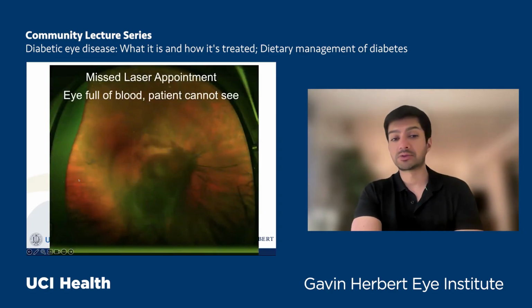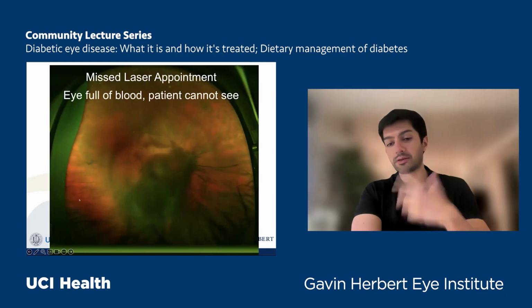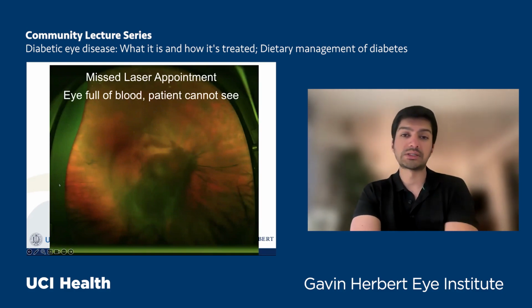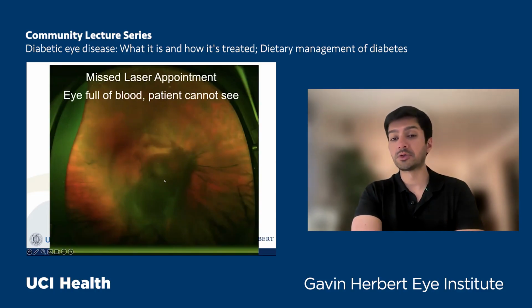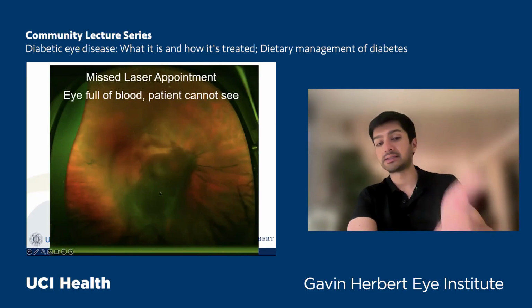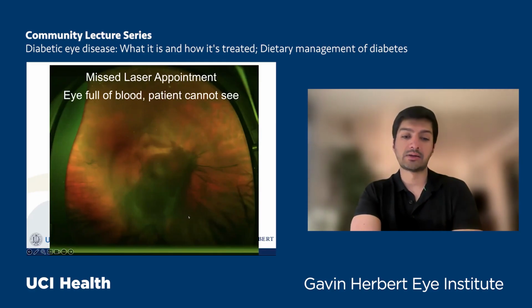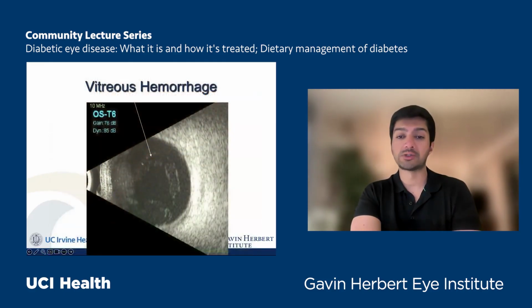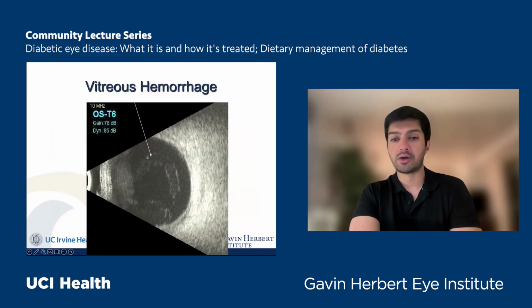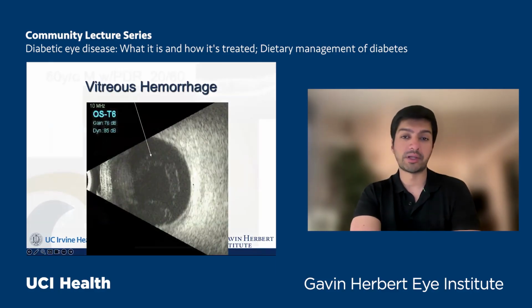This patient was scheduled for laser, but they weren't able to make it for various reasons, and so this started to fill with blood, and those new blood vessels bled even more, and of course the vision dropped because we can't see into the retina, and the patient cannot see out of the retina. And so the patient is very symptomatic. We can do an ultrasound if we don't have a good view of the retina, and that can show these white opacities or white dots, and that's also consistent with blood in the eye.